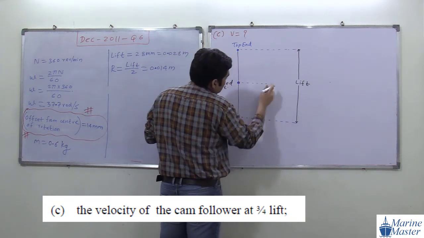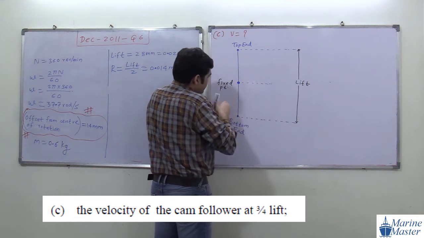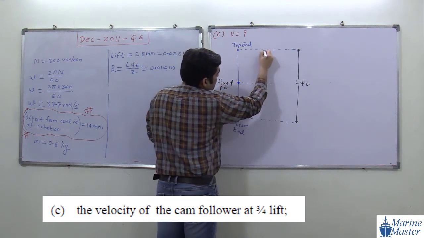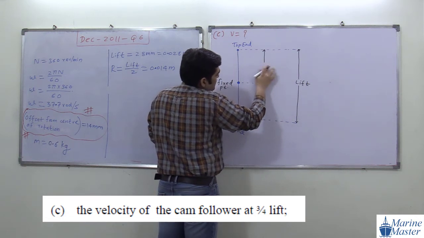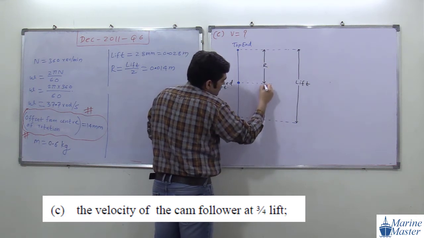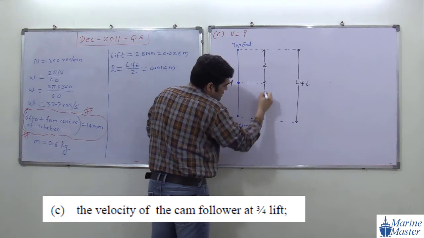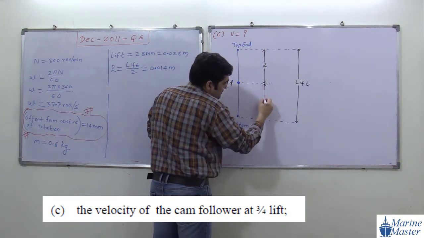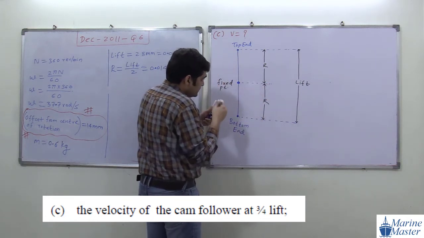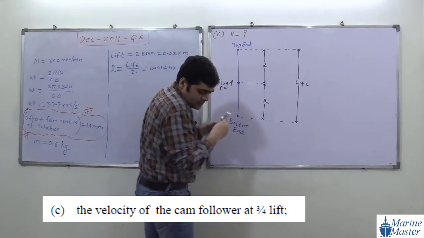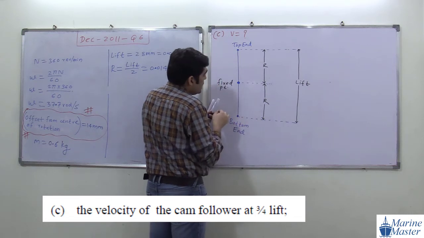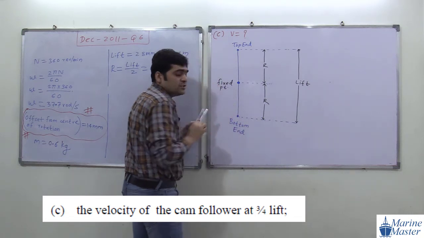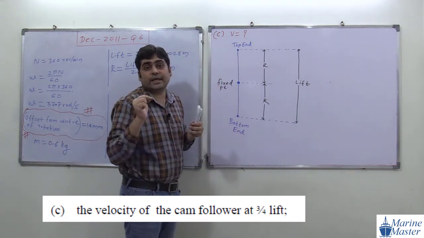Try to see the wordings here. This distance is our standard drawing, this is our R. Then this distance is also R. Now try to see the scenario here. Very simple discussion. Now what did they mention in the question? They mentioned the position is 3/4 of the lift.